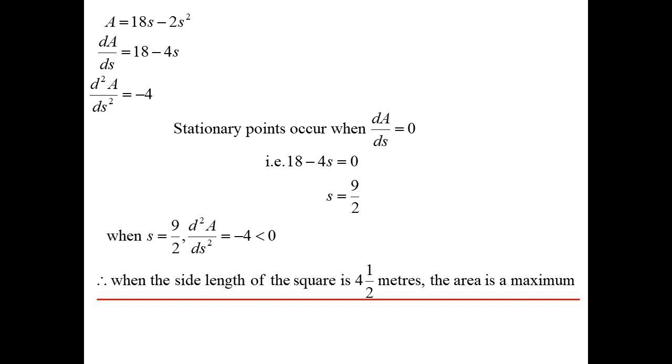So that's all I need to do for this problem, because they never actually asked what is the area or anything like that. They simply said, find the side length of the square when the area is a maximum. Well, I've done that.